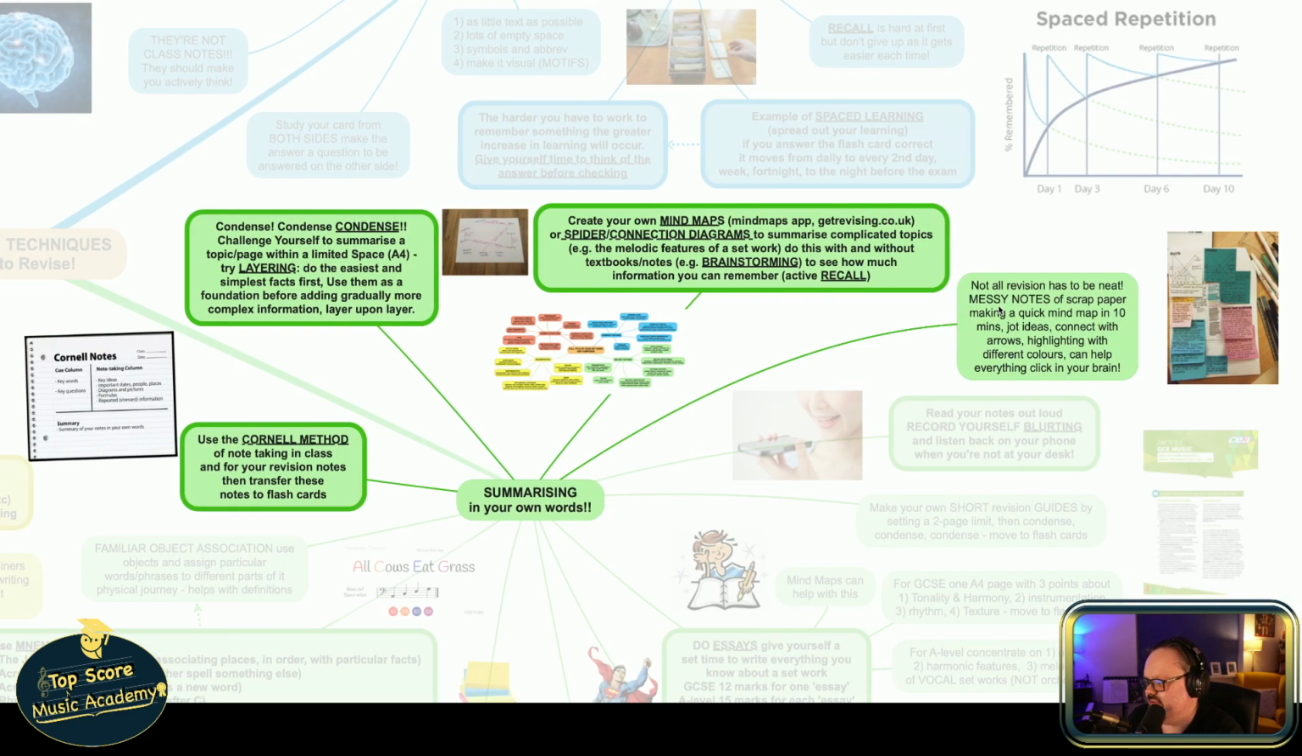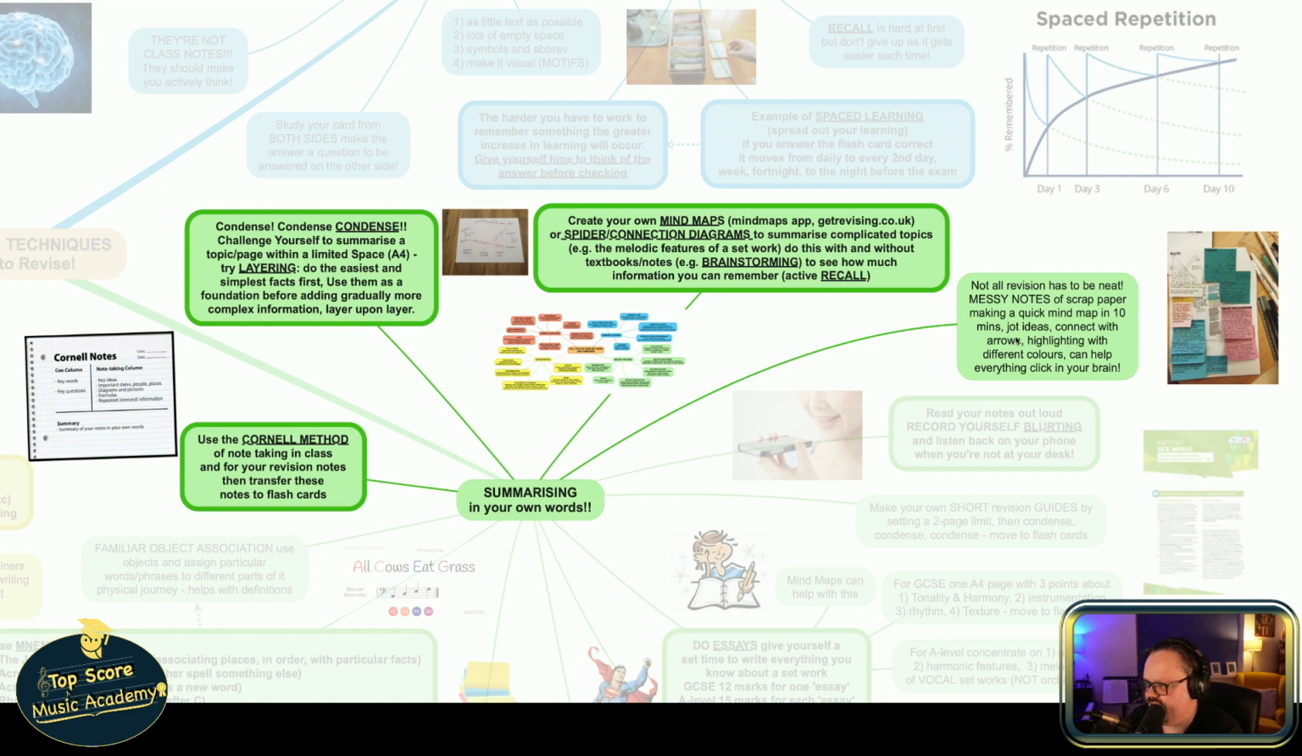Not all revision has to be neat. I'm guilty of this. I nearly want everything neat. As you could probably tell, I color coordinate a lot of things, and that just takes a lot of time. But it's a very bad habit I've picked up. Don't let perfection be the enemy of good. Don't let perfection stand in the way of progress. Messy notes. Embrace it before you turn out like me and have to do everything color coordinated and neat. Messy notes on scrap paper, making a quick mind map in 10 minutes.